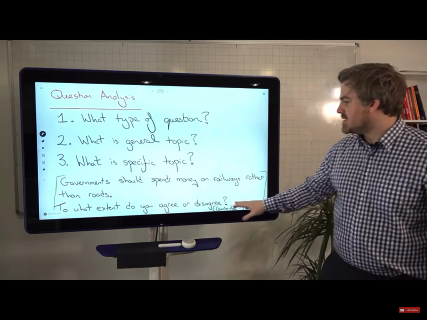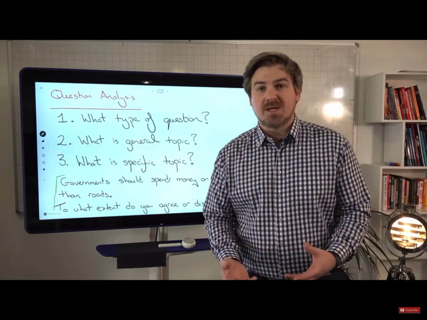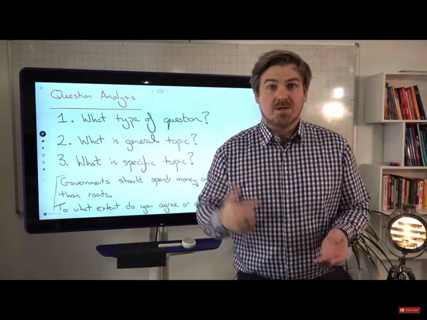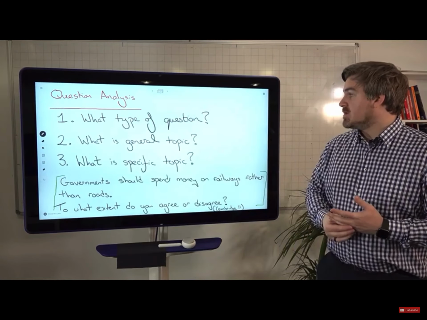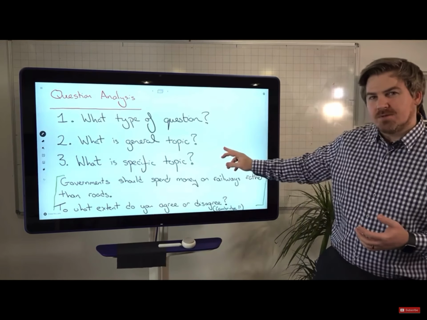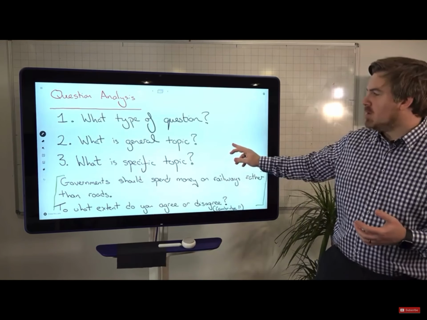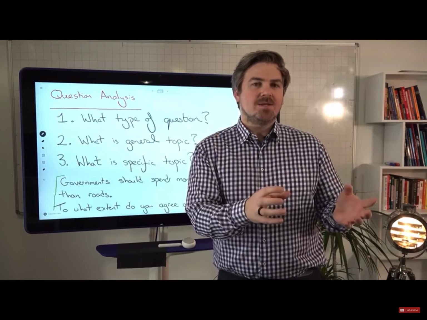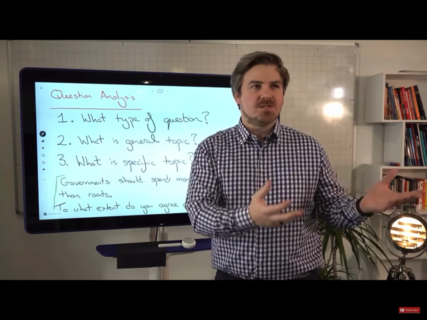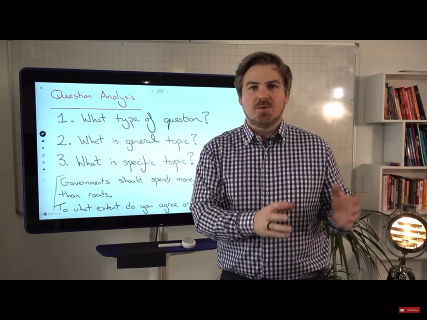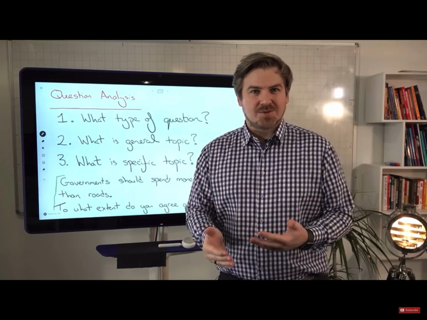By looking at this second sentence, to what extent do you agree or disagree, we know this is an opinion question. We need to give our opinion and state to what extent we agree or disagree. The second question is really important. A common problem that examiners see every single day is that students will look quickly at the question and write generally about the topic. If the topic is about global warming, they will write everything they know about global warming and just put it on the paper. That is not answering the question.